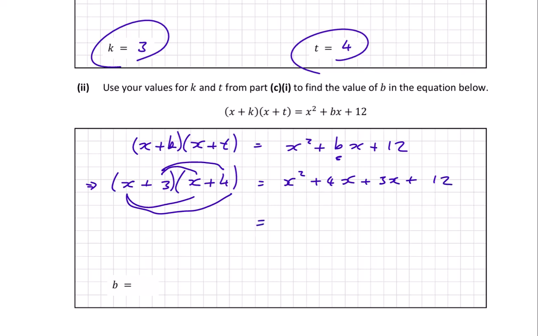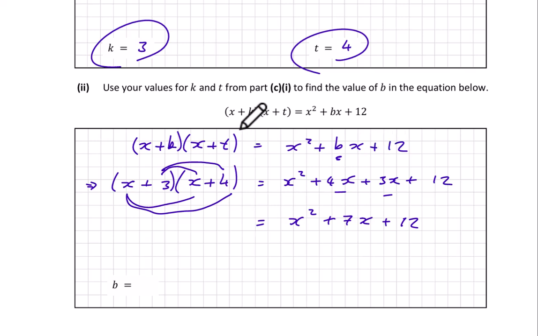So what we get is x squared. We can add these two here. They're both x's. So 4x plus 3x is 7x, and we have plus 12. So this thing down here is exactly the same as this up here, but we have a b here in front of the x. Here we've got a 7 in front of the x.